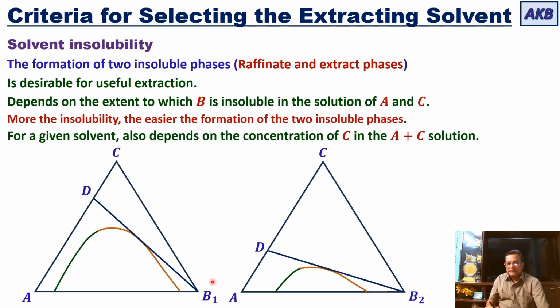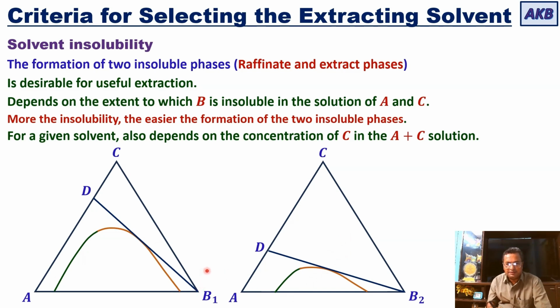Okay. So now let us understand where we are understanding this point. What is the point? How concentration of C is important. How concentration of C plays a role in the formation of two insoluble phases. And for understanding this, we have considered two solvents. We have considered the ternary equilibria obtained with these two solvents. With B1, you have the ternary equilibria like this, and with B2, the ternary equilibria is like this.